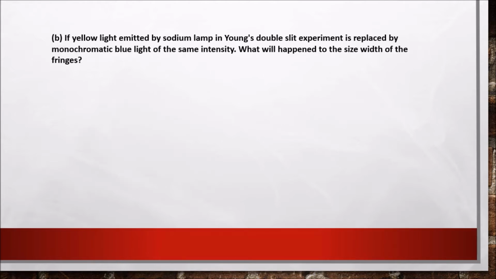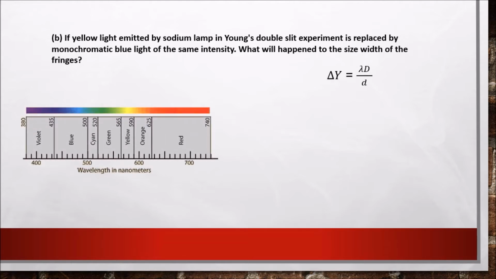Question 2b. If yellow light emitted by a sodium lamp in Young's double slit experiment is replaced by monochromatic blue light of the same intensity, what will happen to the width of the fringe? The question asks what will happen to the fringe width if we change yellow light to monochromatic blue light. So we will compare using the formula delta y equals lambda D over d.